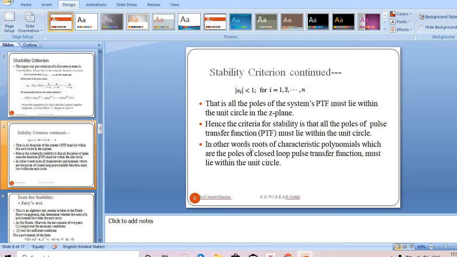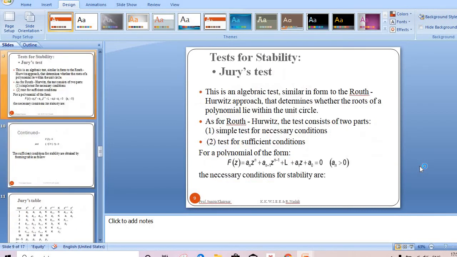Hence, the criterion for stability is that all the poles of the pulse transfer function (PTF) must lie within the unit circle. In other words, the roots of the characteristic polynomial, which are nothing but the poles of the closed loop pulse transfer function, must lie within the unit circle. So this is the stability criterion: poles must lie within the unit circle in the Z plane.